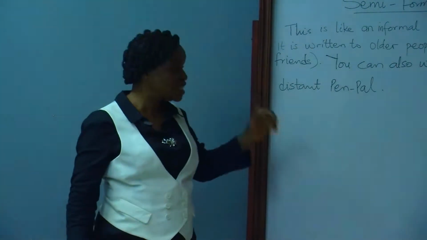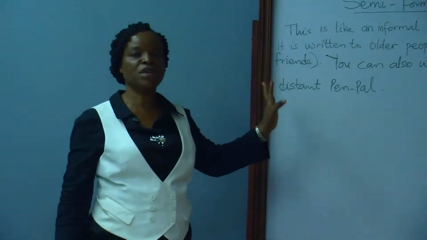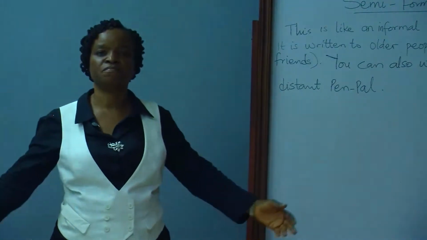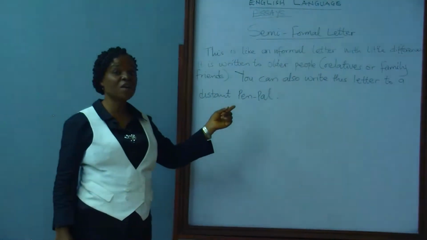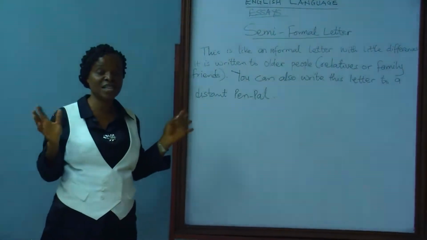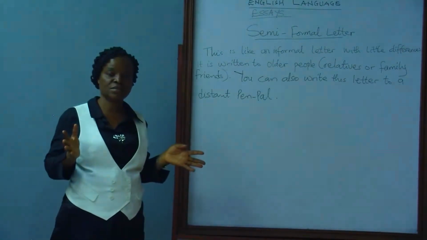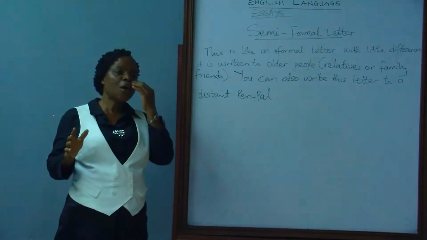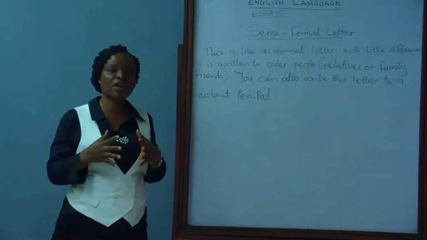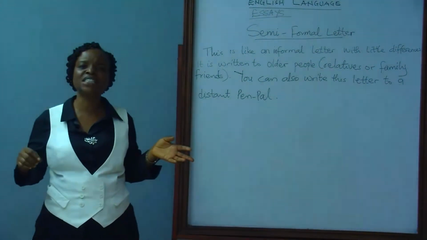But when the person is still a pen pal, the kind of letter you write to them is the semi-formal letter. For a semi-formal letter, you have a single address, your address, the writer's address. That's all you have, just like an informal letter. Now, in WAEC or in external examinations, you're not given a question and given the title.